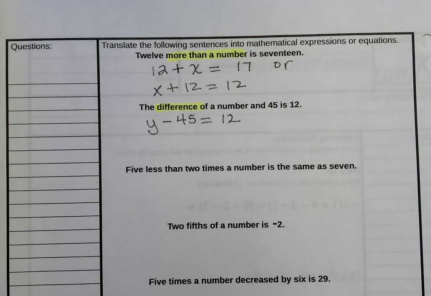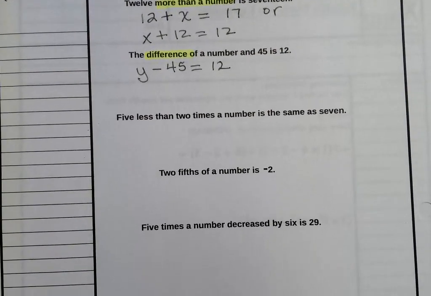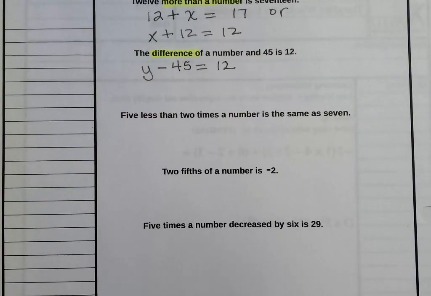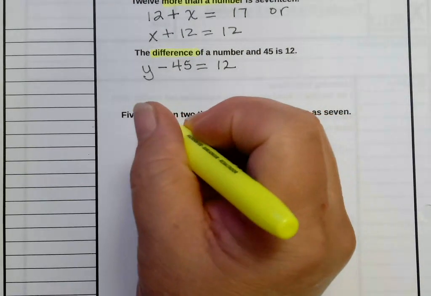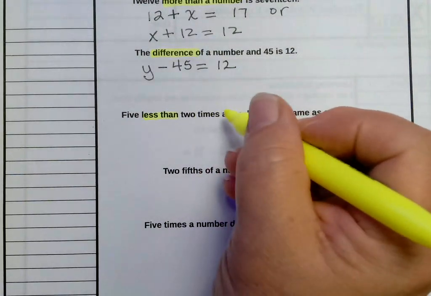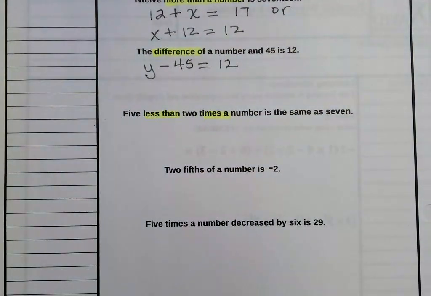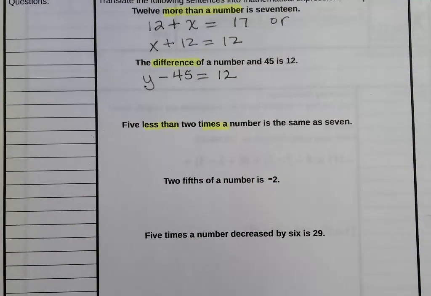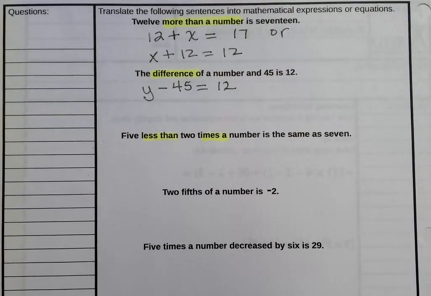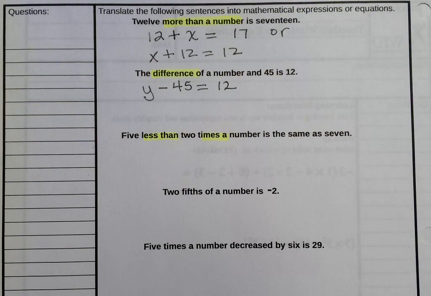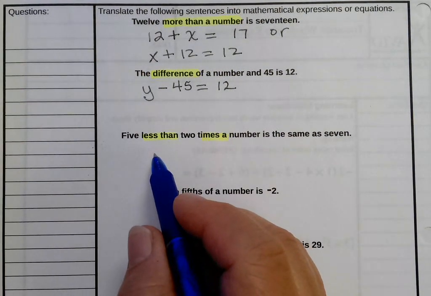Okay, the next one is what we call a compound sentence. 5 less than 2 times a number is the same as 7. 5 less than 2 times a number. Okay, I've used X, I've used Y. What number shall we use next? How about Z? So 5 less.